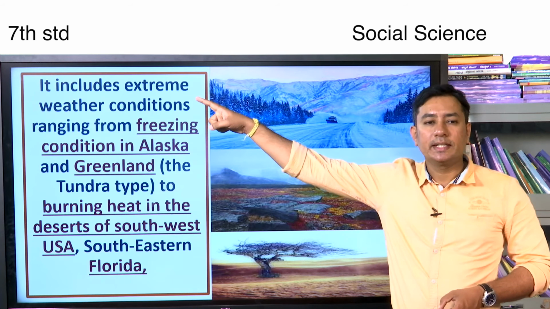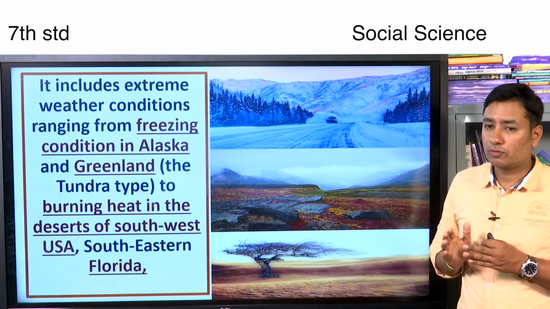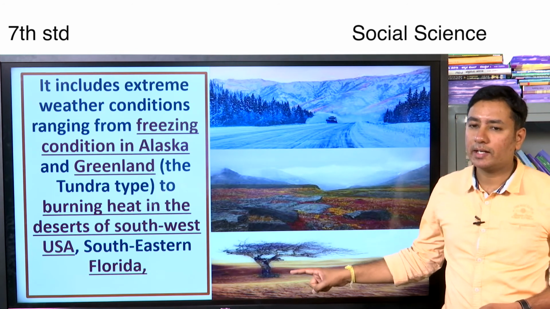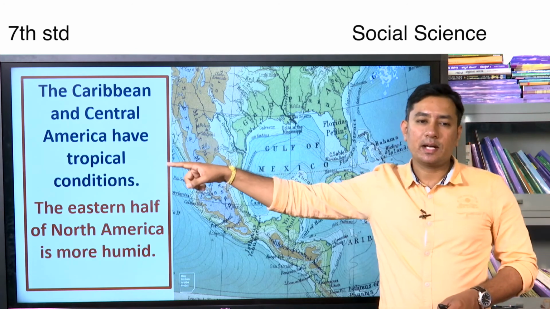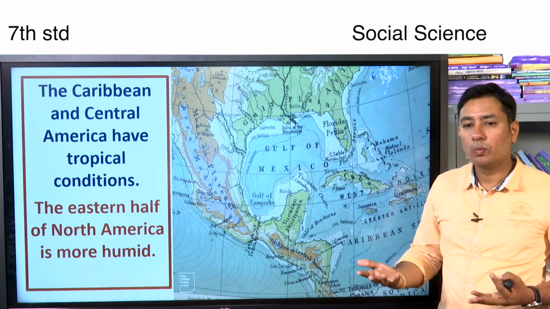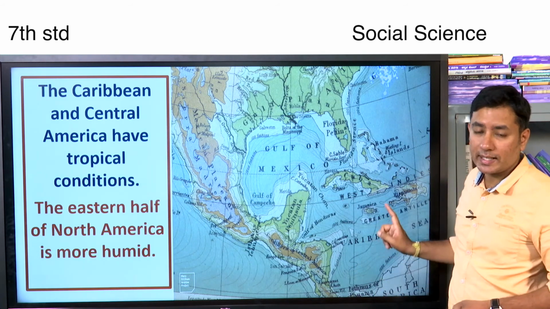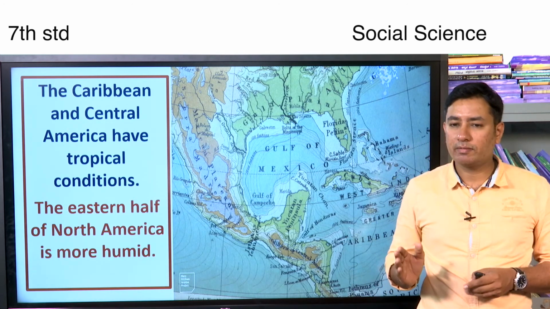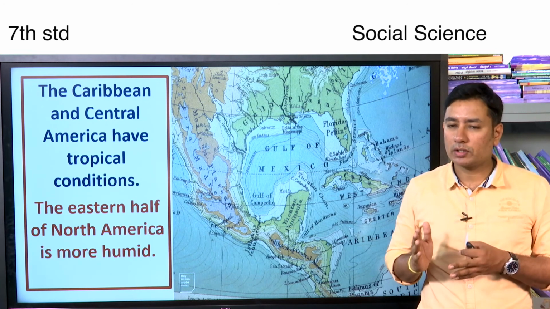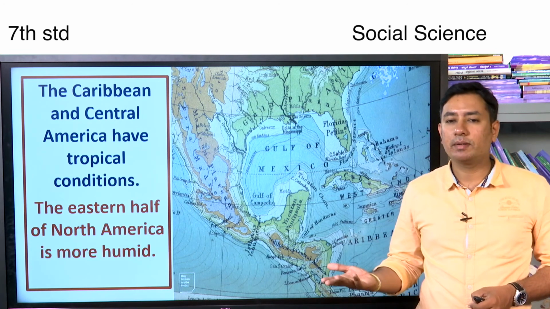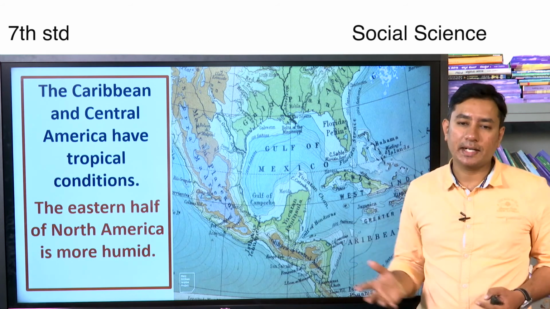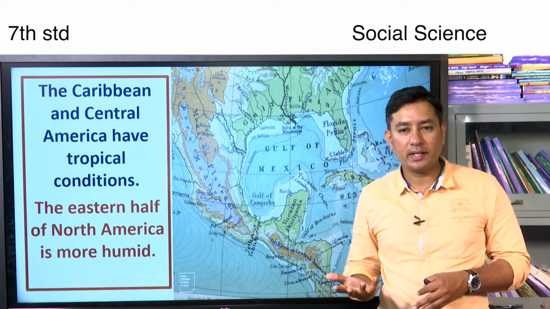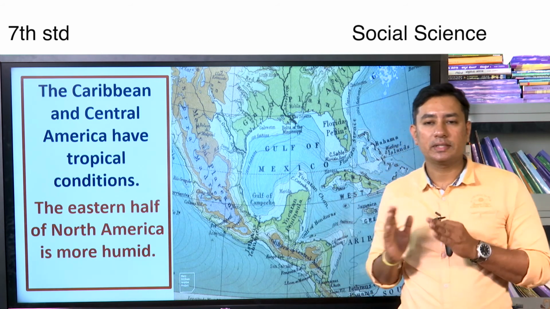So it includes extreme weather conditions, just like a frozen state in Alaska, a tundra kind of region in Canada, and in Florida you can see desert. The Caribbean and Central America have tropical conditions. Where is it? See, here it is. These Cuban islands feel a tropical condition. Tropical condition is, during the afternoon there will be heavy sunshine or scorching sun. By the afternoon there will be heavy rain. That is tropical condition. The eastern half of North America is more humid. What is humid? Humid is nothing but, you know, moist air will be there.